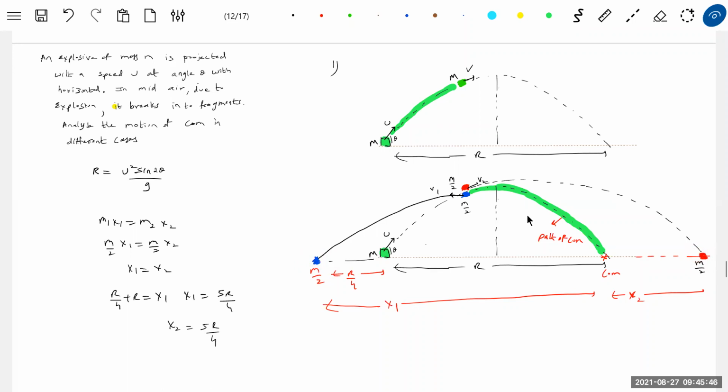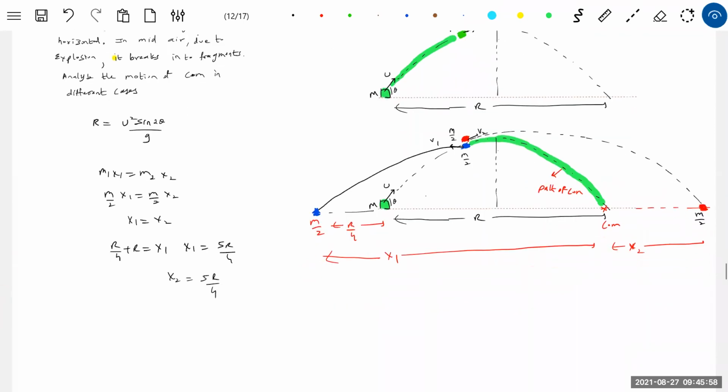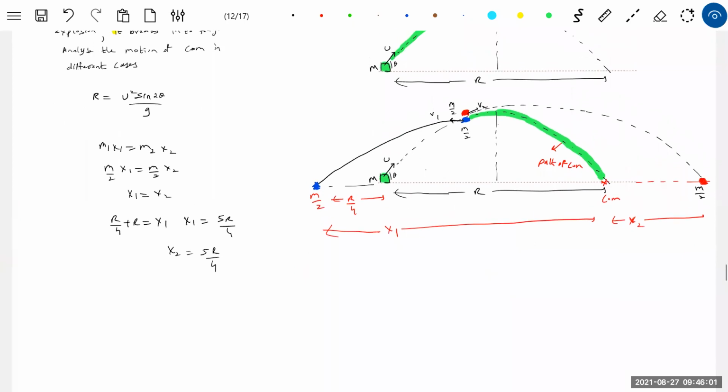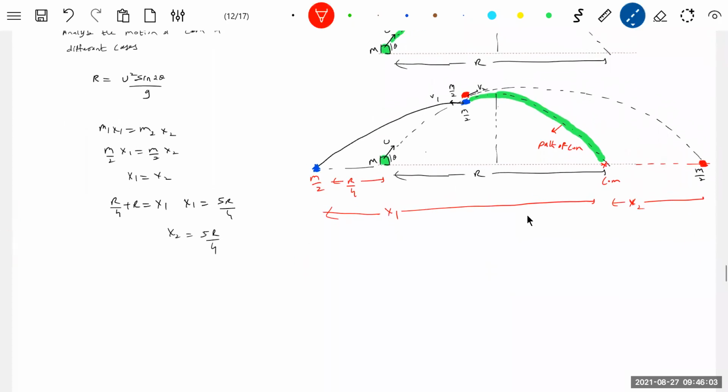If they break up into unequal fragments, then what conditions will come? I'll go for the next situation. Just analysis here.